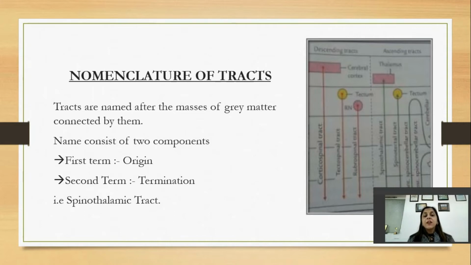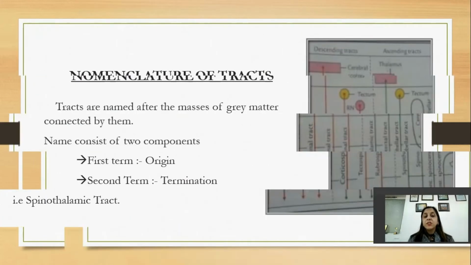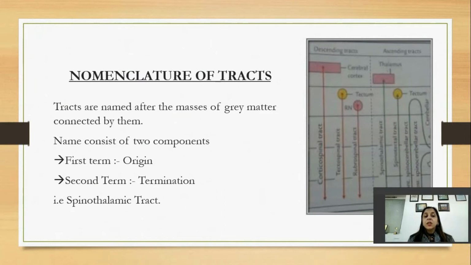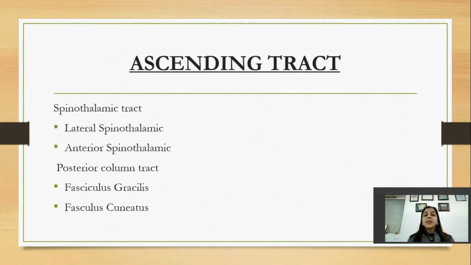We have a first order neuron and we have a third order neuron. For example, if we are taking the spinothalamic tracts, that means the neurons originate from the spinal cord and they terminate at the level of the thalamus. So we name them spinothalamic tracts. So we'll discuss one by one. We discuss the ascending tracts first.